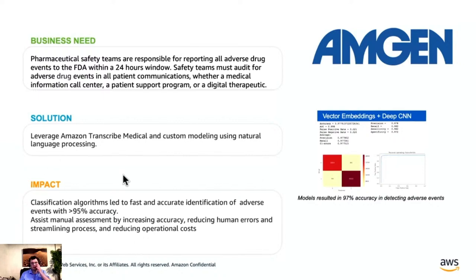The solution here was leveraging Transcribe Medical as well as custom modeling using natural language processing. And the classification algorithm that was built ultimately leads to both fast and accurate identification of adverse events, greater than 95% accuracy. And I want to go back to the theme that I've said. This is assisting manual assessments by increasing accuracy. And this is a prime example that, and I'll show a few others, processes that are AI powered need not be perfect to help in your business use case. In this particular example, this is assisting manual assessment because it's essentially scaling the process and removing the adverse event detection from a purely manual process to a semi-automated process.